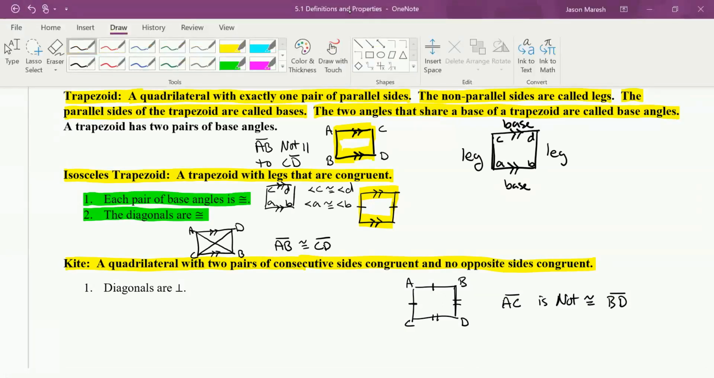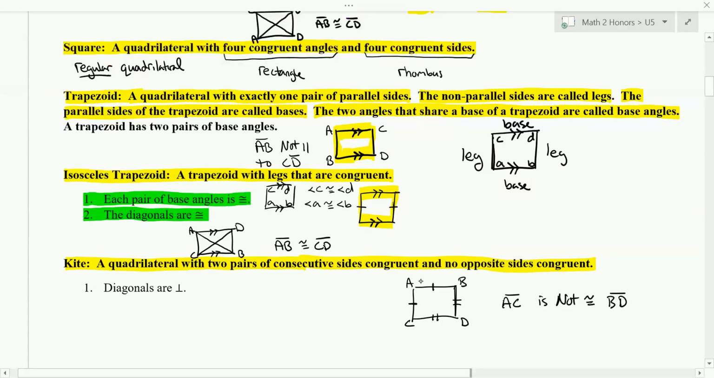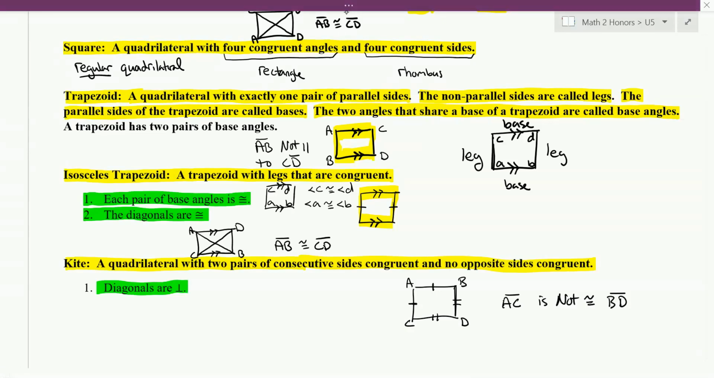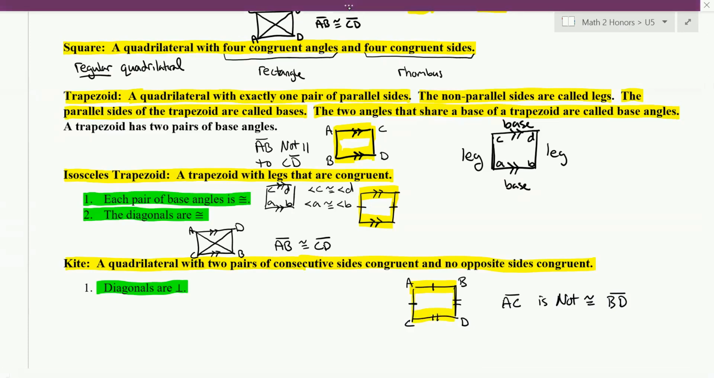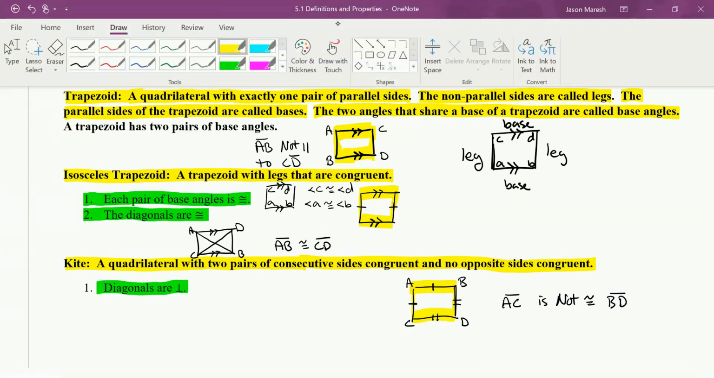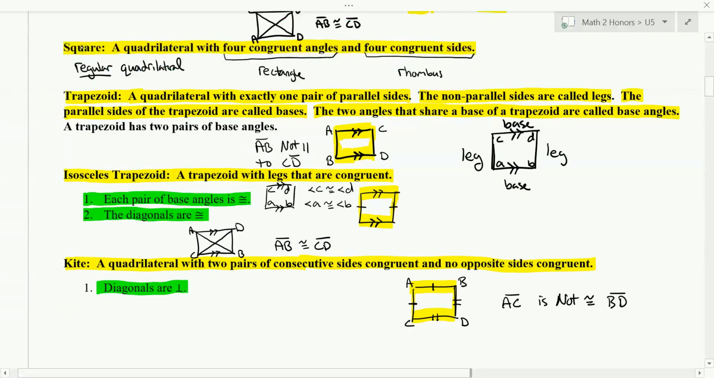And then one thing that we can prove with a kite is that the diagonals are going to be perpendicular. What else had perpendicular diagonals? Rhombus. What else? A square. Good. So diagonals perpendicular.